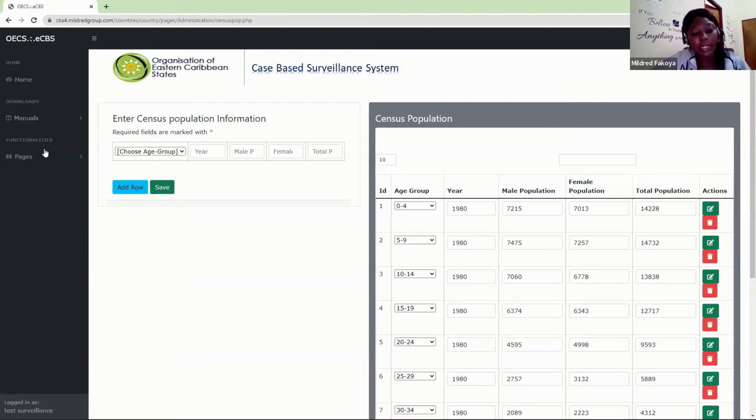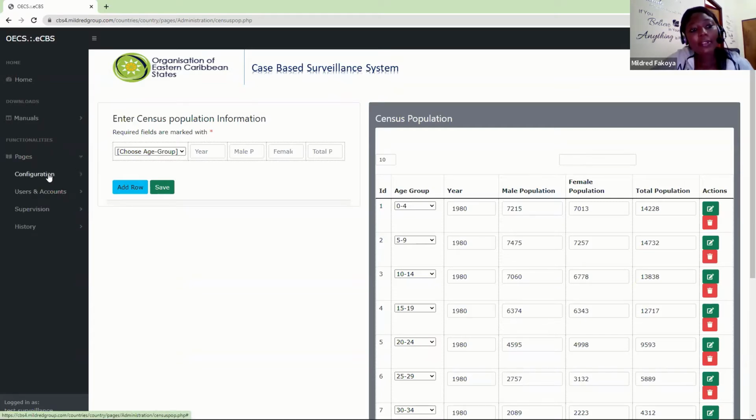So if you have 2010, 2012, and you want to get reports for 2015, it will automatically use the 2012 census population because it's the highest or closest census population to the reporting year that is not higher than the reporting year.